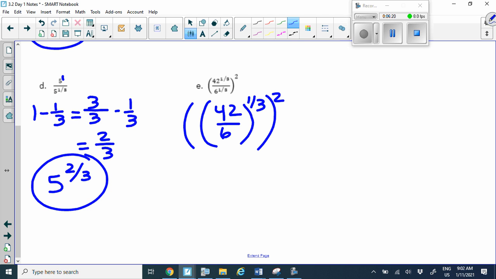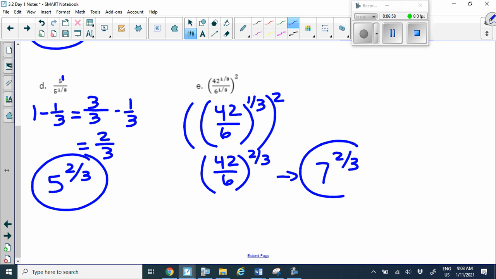Now, you could have just distributed the 2 to the 42 and the 6. That's the same thing as well. So it's kind of up to you what you would like to do. Okay, so what I'm going to do is I notice I have a power to a power. So I have still 42 over 6. I do 2 times 1/3, which gives me 2/3. Now, when I have something like this, I can see within my parentheses 42 over 6. Can I divide that and get something nice? Actually, I can. 42 divided by 6 gives us 7. So now I have 7 to the 2/3. Now you do have to ask yourself, can you simplify this anymore? Not really. So this would just be our final answer.